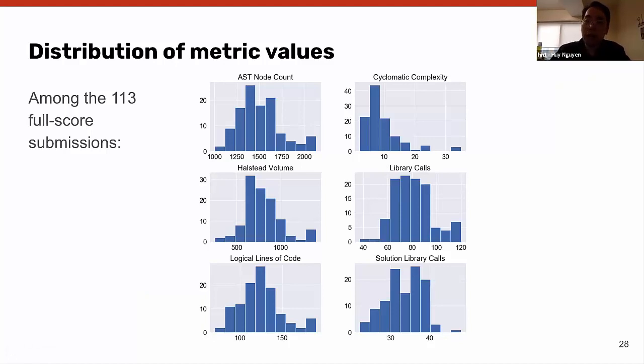So we see that among the 113 full score submissions, based on the histogram here, there is actually a wide variability across the different submissions. So this means that there are notable differences across students, even though their submissions were all at the completion stage of the project because they got full score. For example, based on the logical lines of code distribution, we saw that some students only wrote 80 lines for the entire project, whereas others took more than 160 lines. So there's a lot of variation in the solution space, which is interesting.